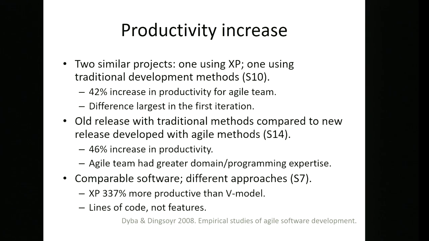And then if we look at similar software, so not the same software projects, but two similar ones, slightly different and with different approaches, we find that XP was 337%, wow, that's a lot, more productive than VModel. VModel is essentially a type of waterfall. But we have to look at what they were measuring. They weren't looking at functionality per se, but rather at features.